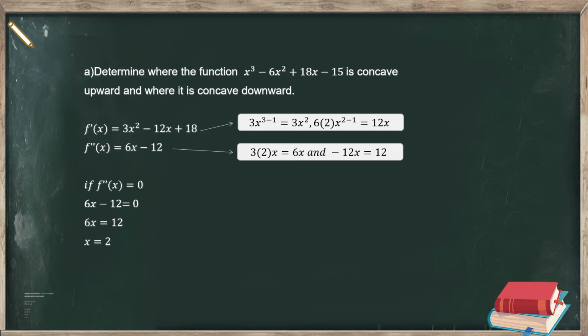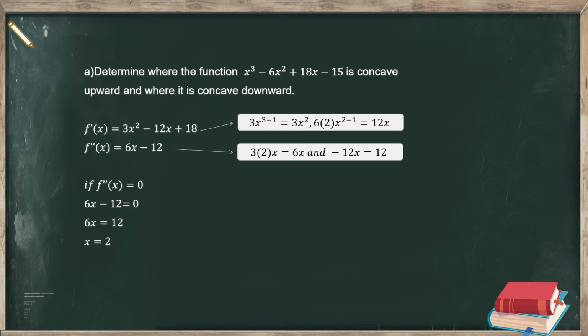Next, we find the second derivative. So we start with 3x squared. We differentiate 3x squared, it will be 3 times 2x power of 1. So it will be 3 times 2, so it will be 6x, and then negative 12x we differentiate, it will be negative 12, and then 18 we differentiate, it will be 0.